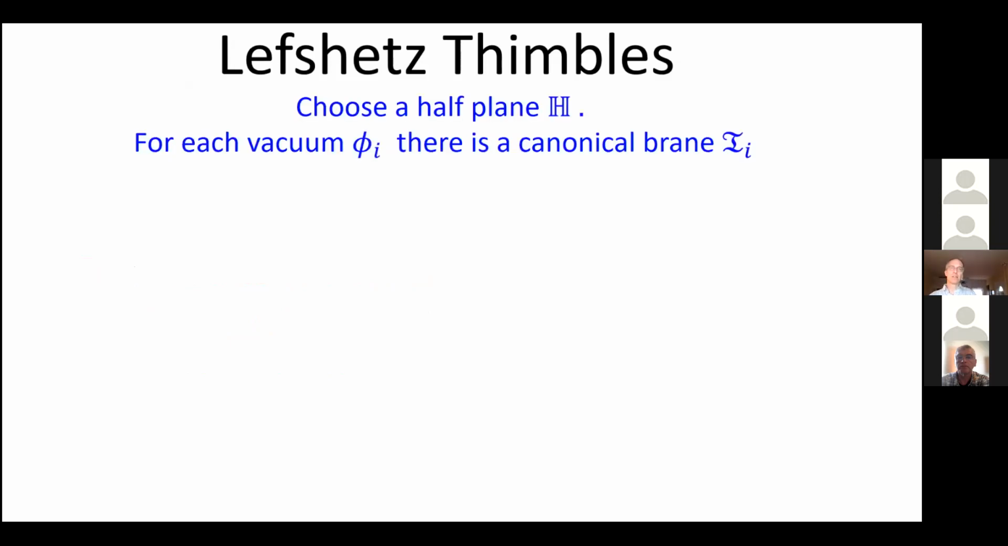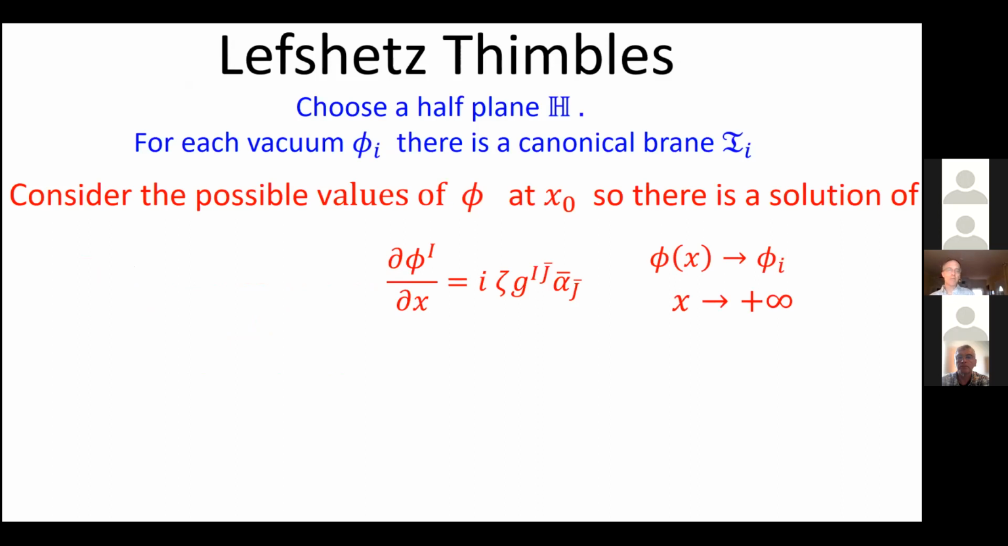Now, among the branes, there are some very special ones called Lefschetz thimbles. So we choose a half plane. And then for each vacuum, there's this canonical brane called the Lefschetz thimble. I'll describe it in the case where the half plane is the right half plane, like in this picture here. The way you describe the support of the brane is you consider the possible values of the Landau-Ginzburg field at x naught at the boundary, so that if we look at solutions of the zeta soliton equation with that boundary condition at x equals x naught, and we evolve it using the zeta soliton equation in x, then as x goes to plus infinity, phi of x evolves to the vacuum phi i.